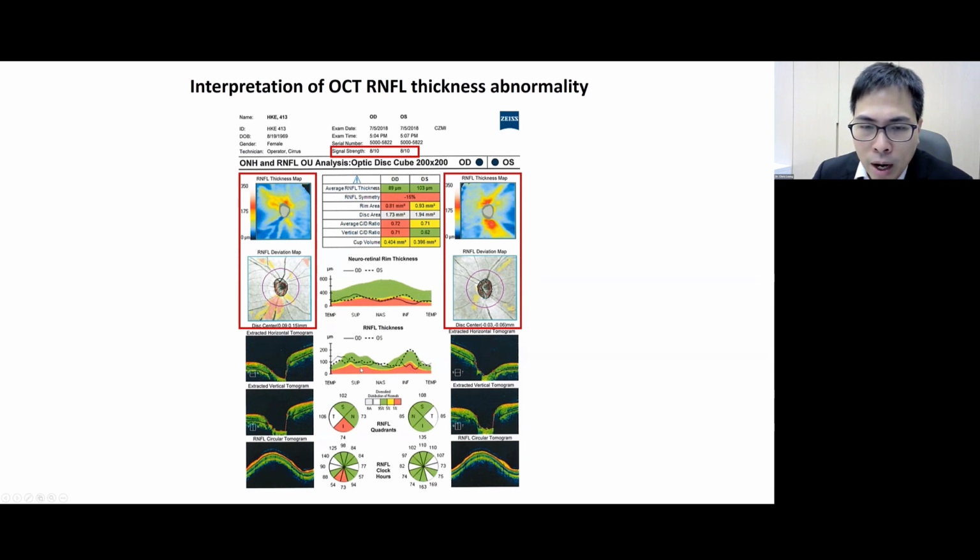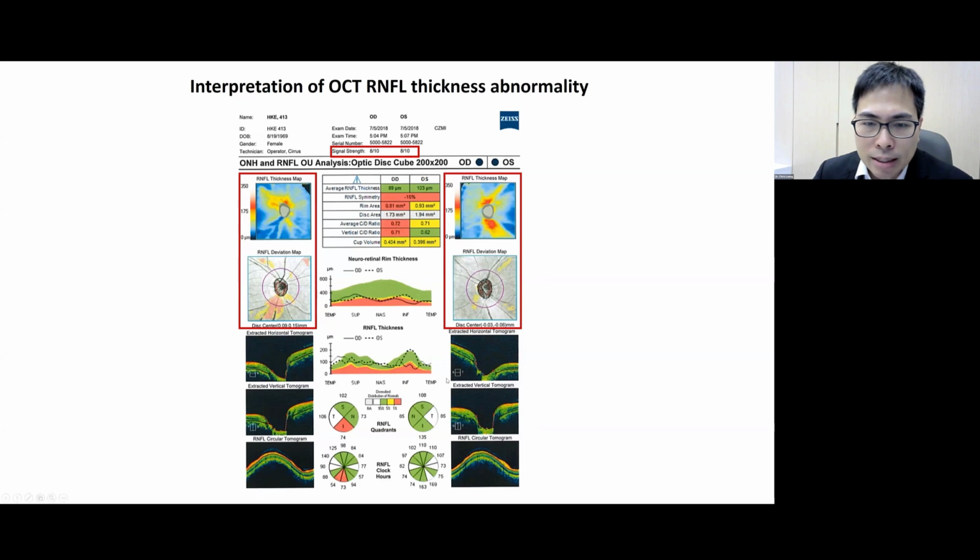We look at where the quadrants and clock hours are labeled as red. Red here indicates the retinal nerve fiber thickness is below the normal reference range, below the 99th percentile of the normal value. So it's indicated in red. But if we are limiting ourselves to this circle, we will be missing a lot of information.